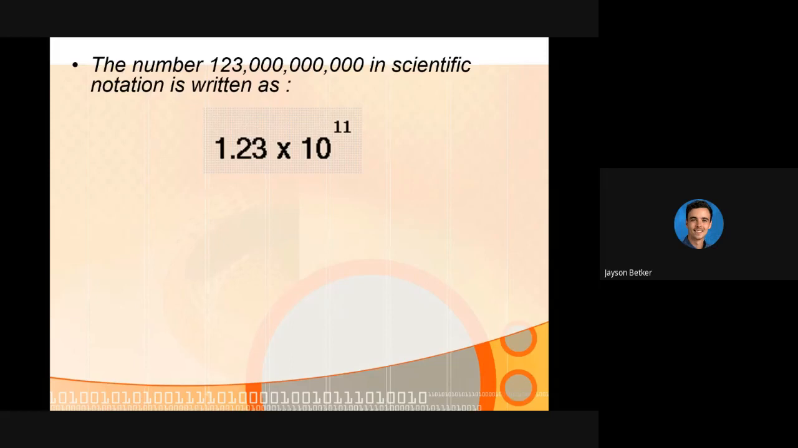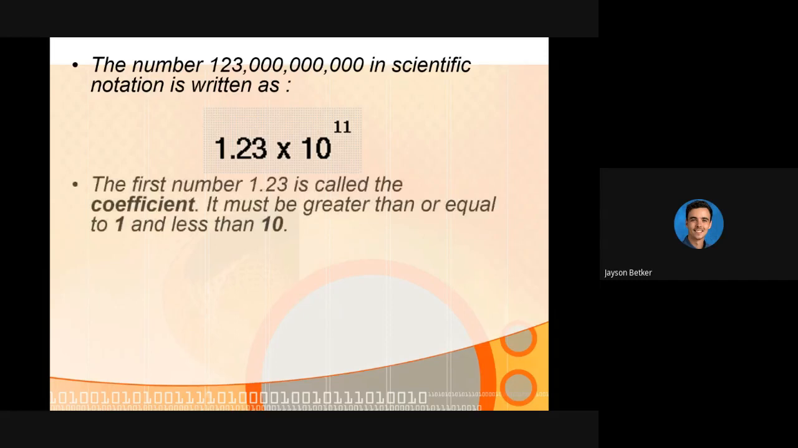So let's take a look at the number 123 billion. So that's 123 with 9 zeros after it, okay? In scientific notation, this is written as 1.23 times 10 to the 11. And I'll explain to you why. This first number, we call it our coefficient, 1.23. And what you'll notice is 1.23 is here, and then we have 123 here. That's important. Remember that for later, okay?